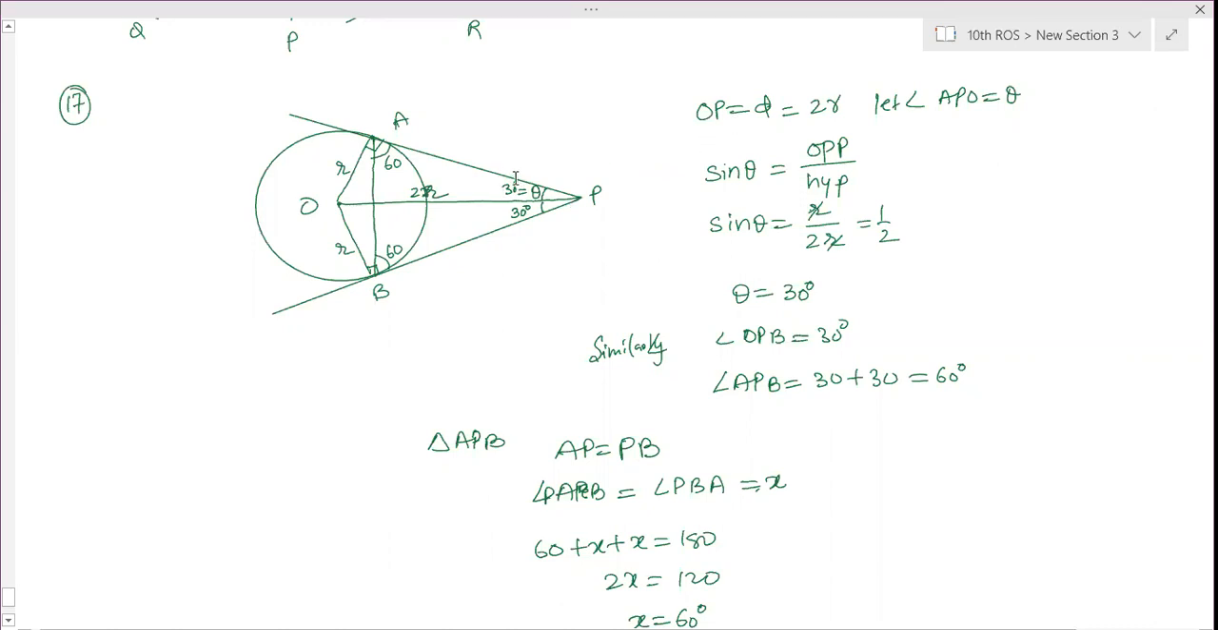Now this is 60 and they have asked the relation between OP and AP, right? So for 60, the relation between OP and AP is which cos ratio? Cos 60. So cos 60 is equal to AP by OP. So it is 1 by 2 is equal to AP by OP, and cross multiply.